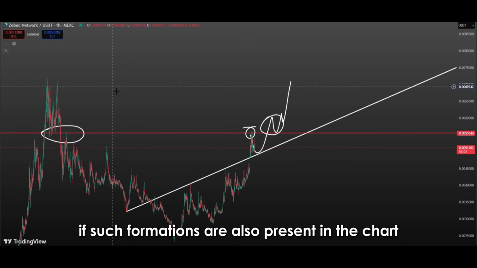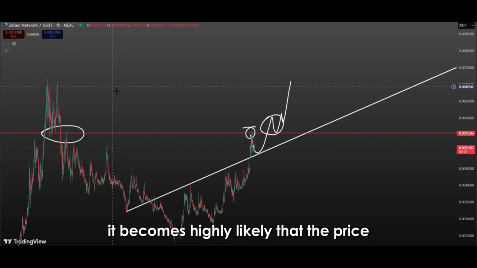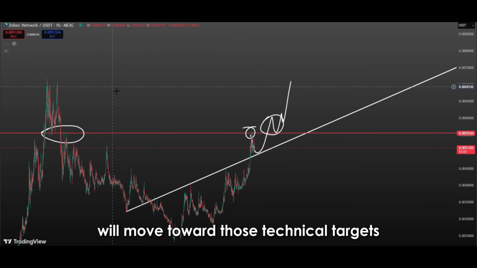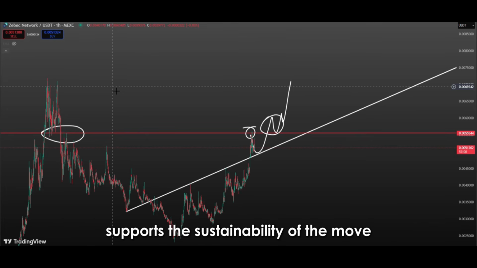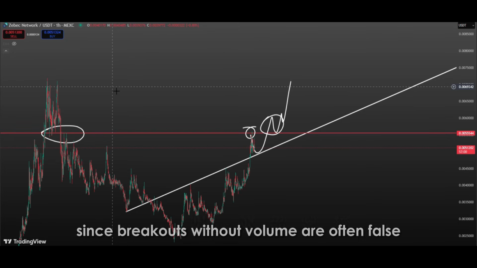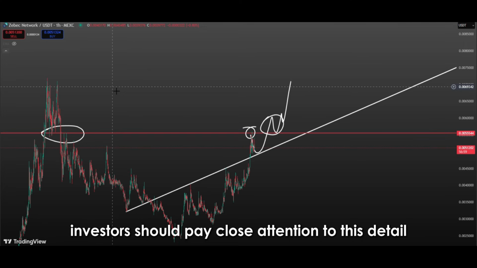If such formations are also present in the chart, it becomes highly likely that the price will move toward those technical targets. Additionally, a visible increase in trading volume after the breakout supports the sustainability of the move. Since breakouts without volume are often false, investors should pay close attention to this detail.